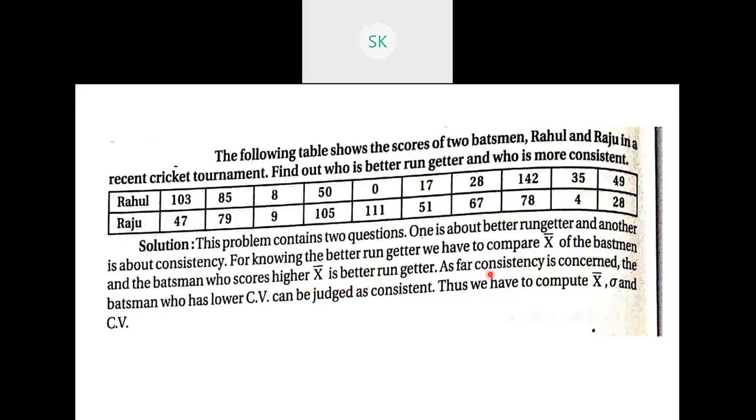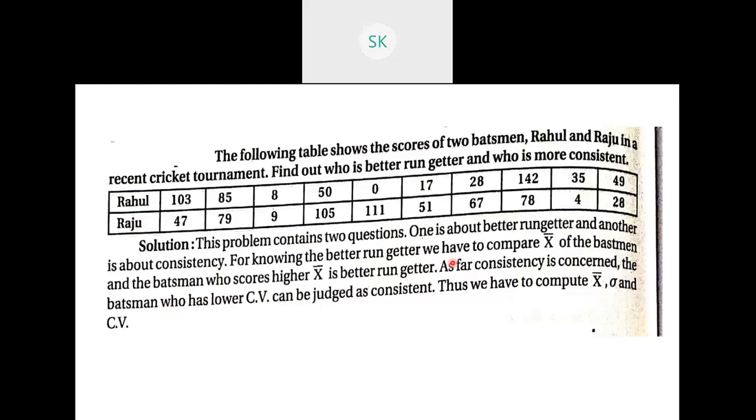As far as consistency is concerned, the batsman who has lower CV. CV is nothing but coefficient of variation. If the variation is less, then such a person can be judged as consistent. Thus, we have to compute x bar, standard deviation, and coefficient of variation.